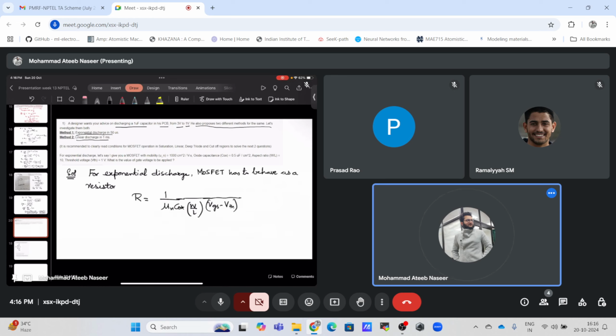So the resistance value is simply 1 by mu, which is 1000, that is 10 to the power of 3 centimeter square, times 0.5 micro, times 6, times VGS minus VTH. VGS minus VTH is 1 volt, I guess. Yes, it is 1.